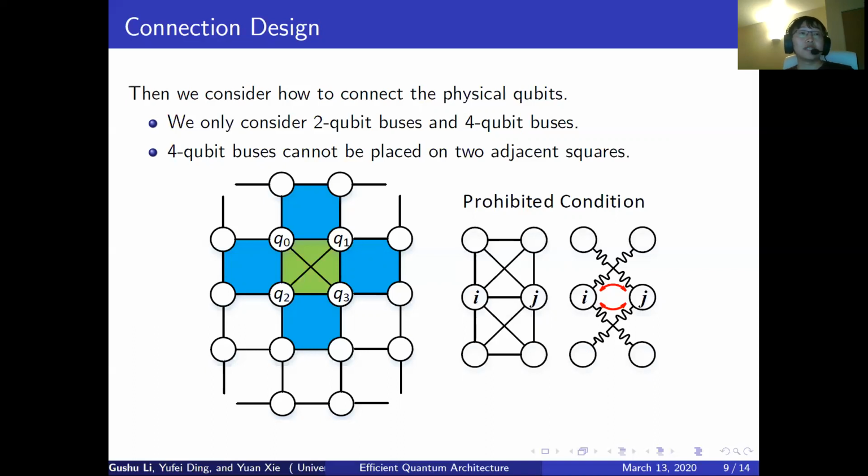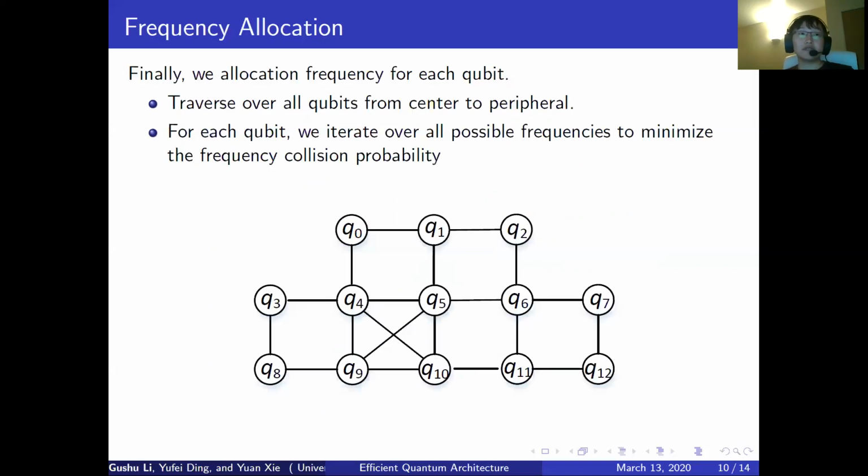Finally, we can select those squares that are expected to benefit most from the 4 qubit buses, and then apply 4 qubit buses on them. After these 2 steps, we already have the design of qubit layout and connection.